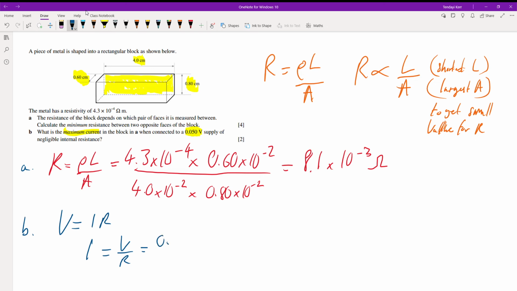So 0.05 divided by 8.1 times 10 to the minus 3. That's going to give us our value for current. So for current, again, to two significant figures, we have a value of 6.2 amps.